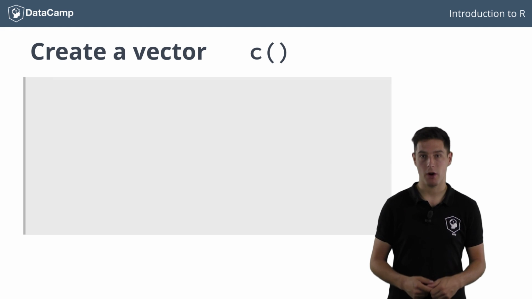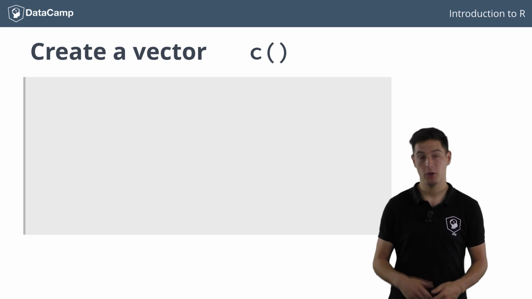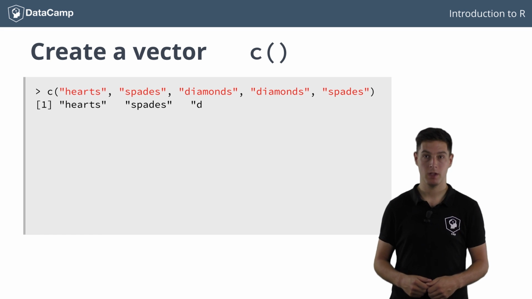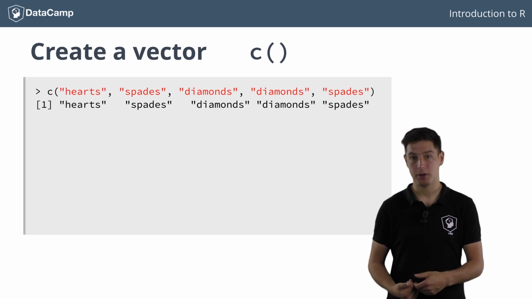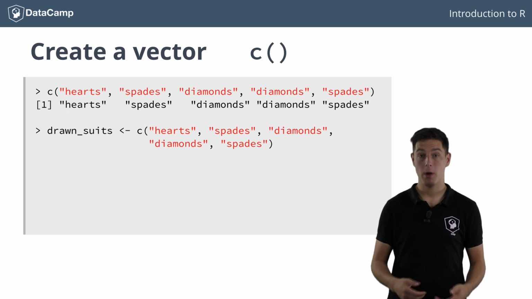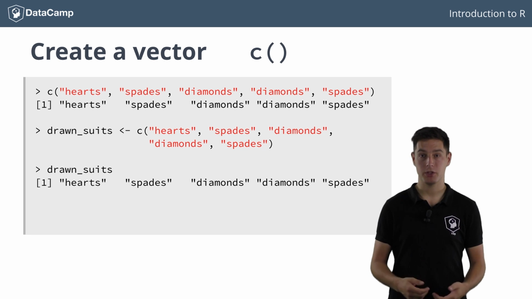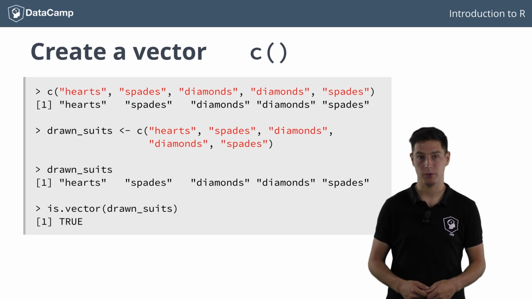Suppose you're playing a basic card game and record the suit of 5 cards you draw from a deck. A possible outcome and corresponding vector to contain this information could be this one. Of course, we could also assign this character vector to a new variable, drawn_suits, for example. We now have a character vector drawn_suits. We can assert that it is a vector by typing is.vector(drawn_suits).